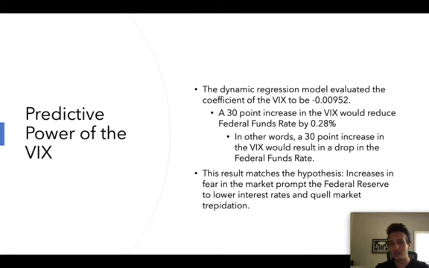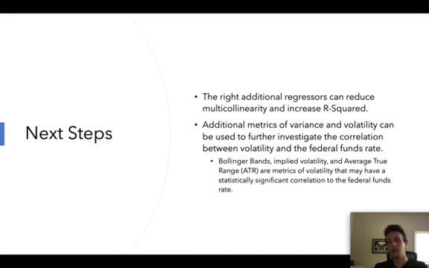The result matches the hypothesis. Increases in fear and volatility in the market prompt the Federal Reserve to lower interest rates and quell market trepidation. The next steps. The right additional regressors can reduce multicollinearity and increase the R squared that we have calculated. So if we add the right regressors in the future, perhaps some that are more statistically profound or are proprietary data, we might see a reduction in the value of multicollinearity and be able to explain more of the variation in the federal funds rate.